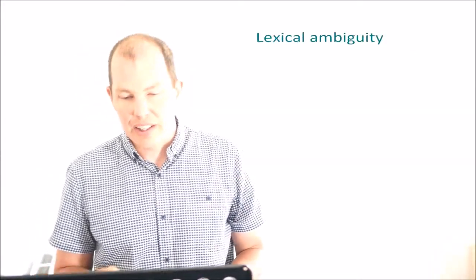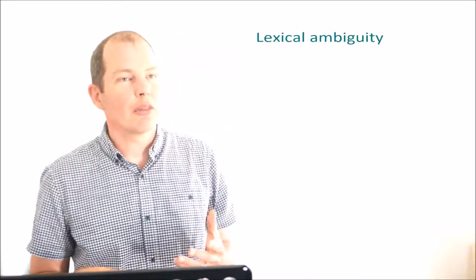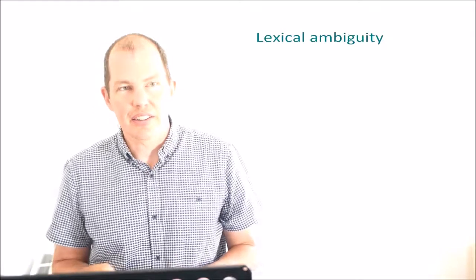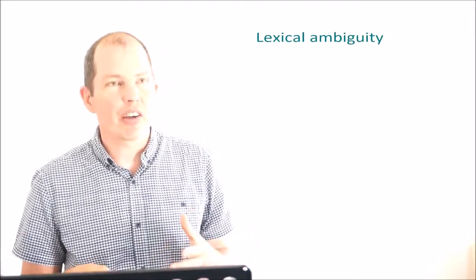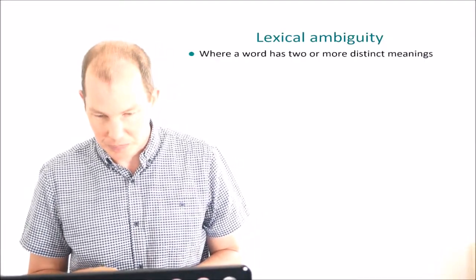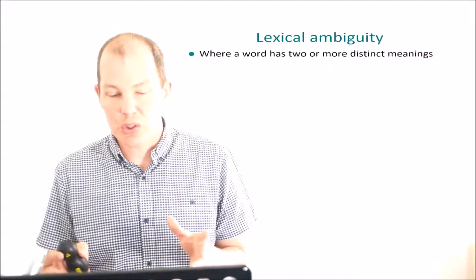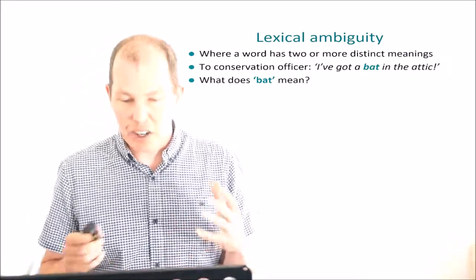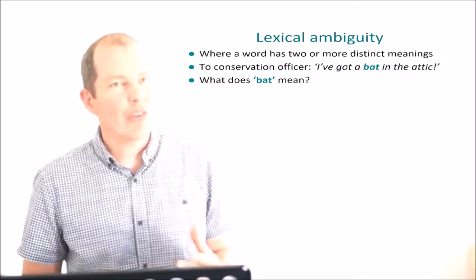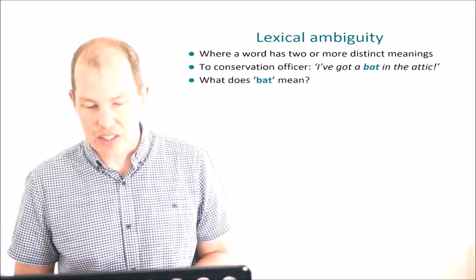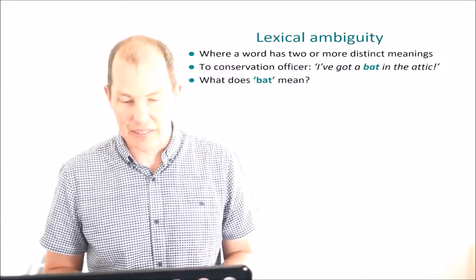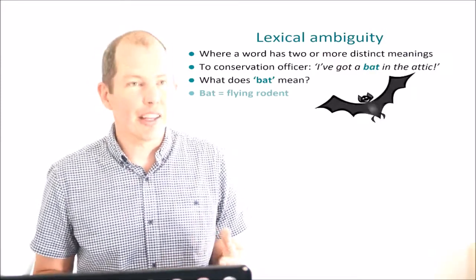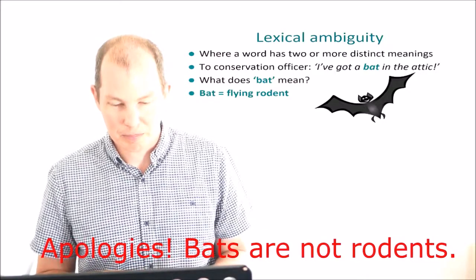Let's start with the case of lexical ambiguity, which is where a word potentially has 2 or more distinct meanings. In this case, the hearer enriches an utterance by inferring the most relevant meaning in the context. For example, imagine a homeowner who's talking to a conservation officer, and he says, "I've got a bat in the attic." How is the conservation officer going to enrich this utterance? What does bat mean here? The most relevant sense for bat in this context is surely a flying rodent roosting in the top of the house.